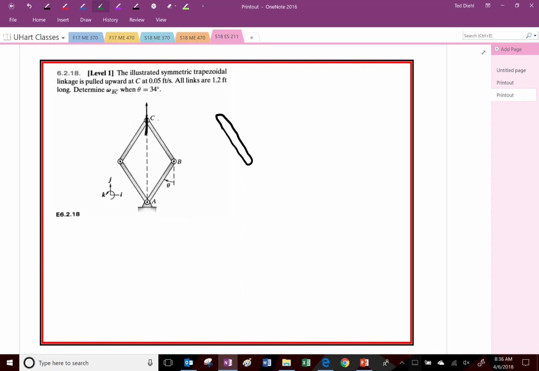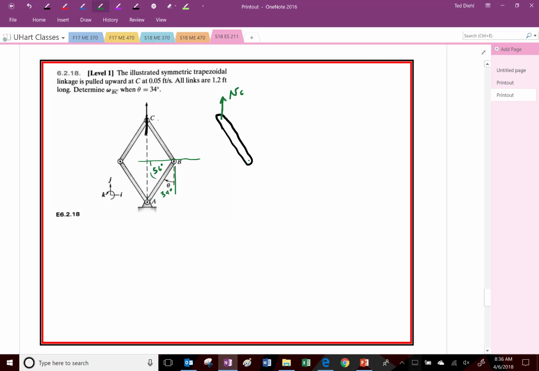I know what VC is, right here. I'm going to have to be careful with my geometry. They tell us that this is 34 degrees right here, so this right here has to be 56 degrees, if I were to draw a line right in there. Okay, so I had to play around with a bunch of angles in here.